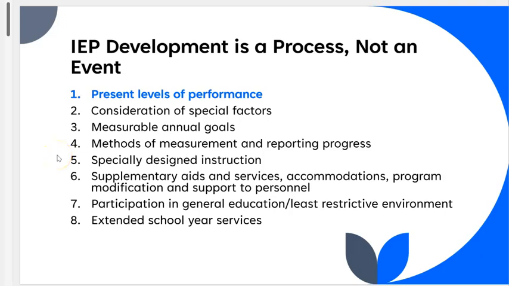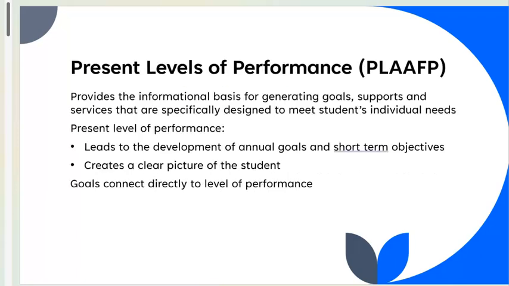In this video, we are going to talk through the present levels of performance and consideration of special factors, which are two parts of the IEP development process. The present levels of academic and functional performance for the student is the way that we generate those annual goals and the supports and services that the student needs.